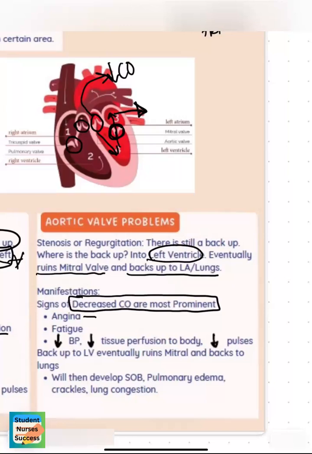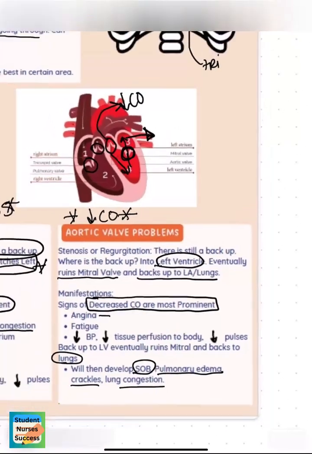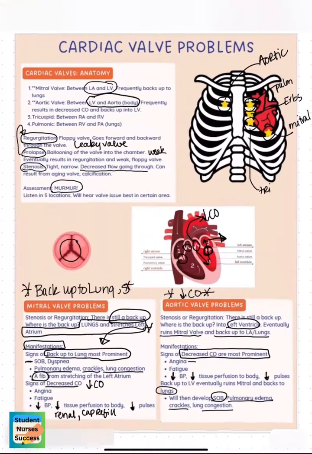And eventually, that backup into that left ventricle will ruin that mitral valve and back up into the lungs, and we will start to see the shortness of breath, pulmonary edema, crackles, and lung congestion. But again, our most prominent problem here is the decrease in the cardiac output that we see with aortic valve problems. So, with mitral valve problems, you see that backup to the lungs as your biggest issue. And with aortic valve problems, you see this decrease in cardiac output as your main issue. And there you go.